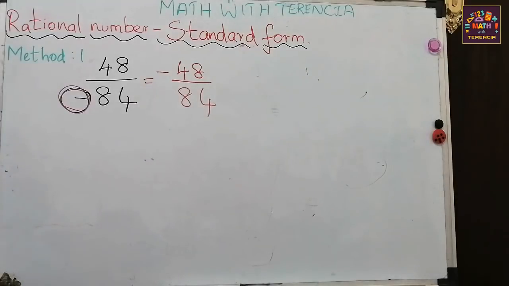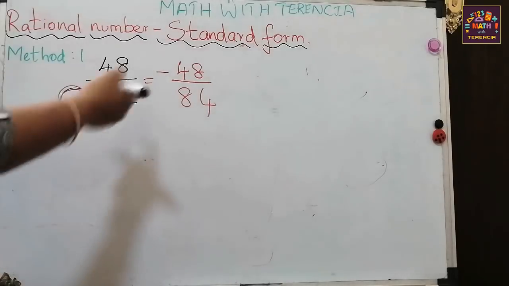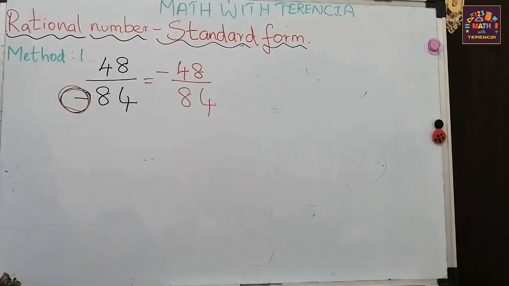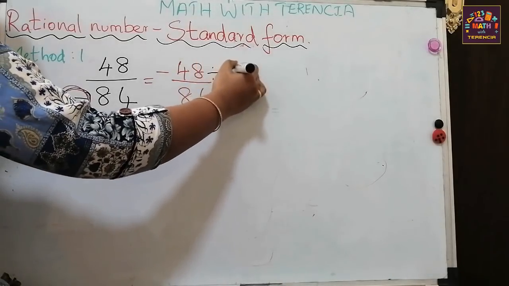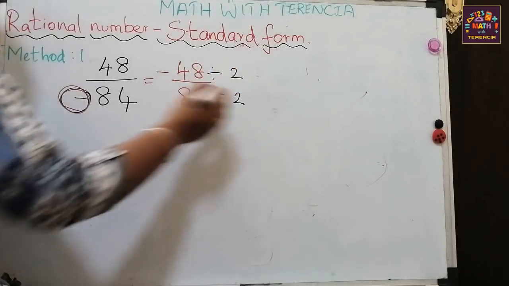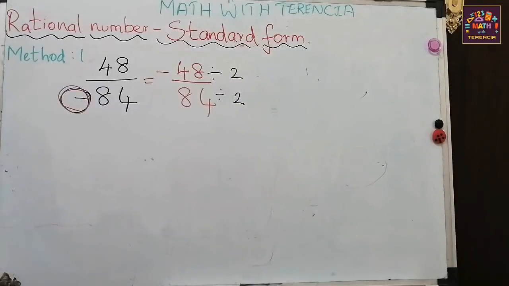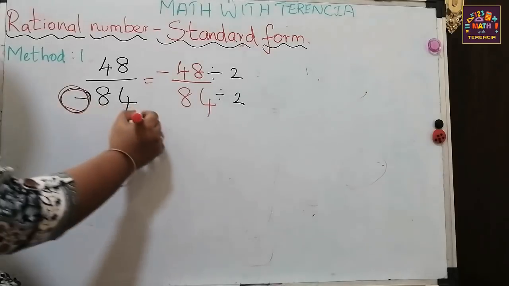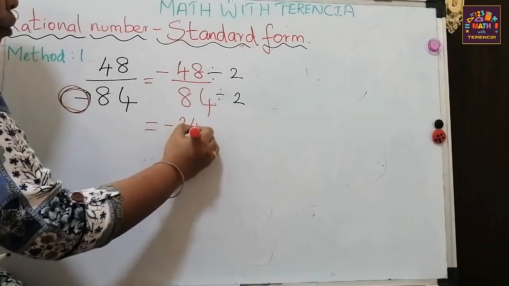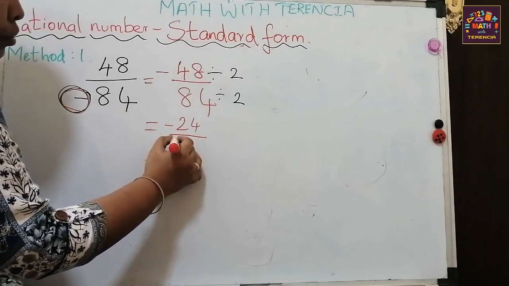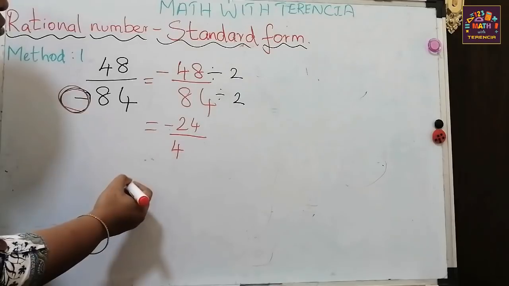In method 1, you need to think in which table we will get 48 and 84. That is, which number can divide both 48 and 84. So I can divide by 2. Both the numbers are divisible by 2. So when I divide by 2, what will I get? I get minus 24 by, when I divide 84 by 2, 4 2s are 8, 42.